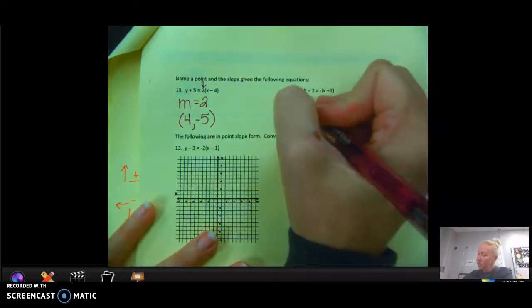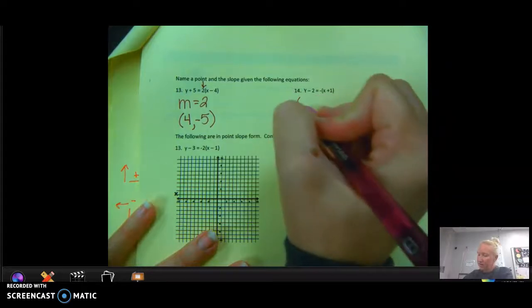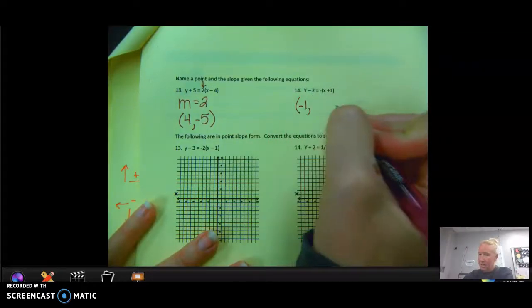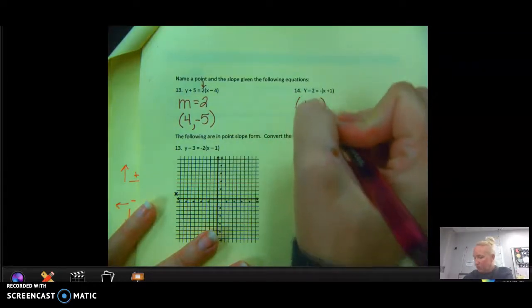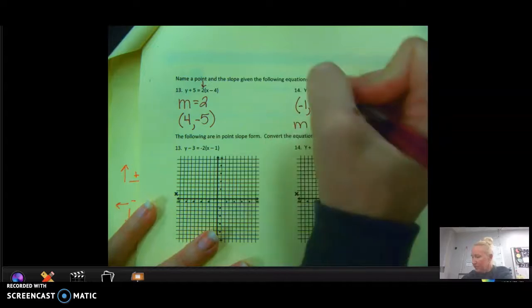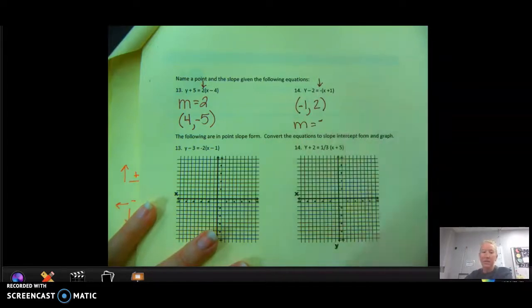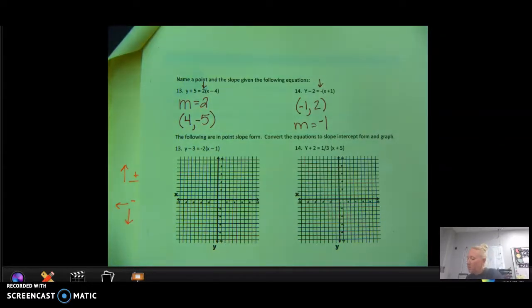On 14, let's do the point first. So x would be a negative 1, opposite that, and then opposite my y, so 2. My slope on this guy is always that number out front. We see that there's a negative there, so we have our invisible number. That's a negative 1.